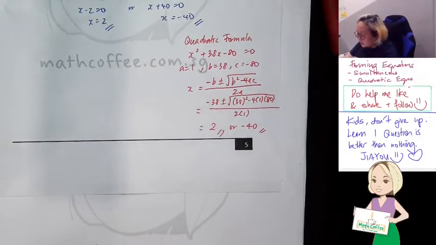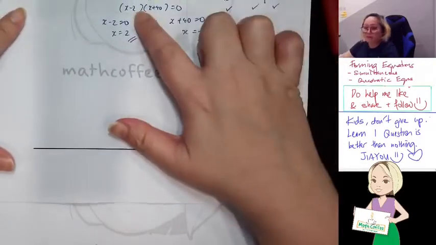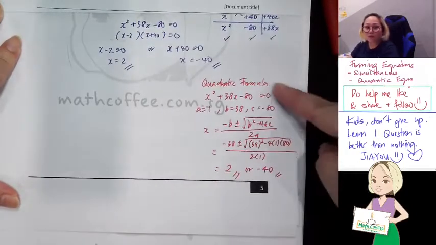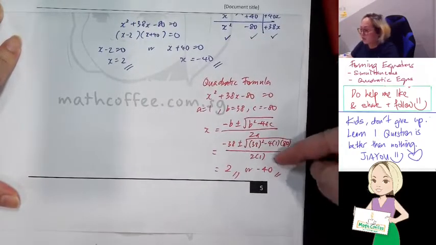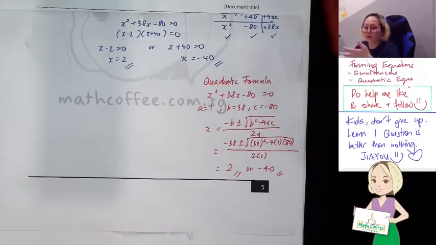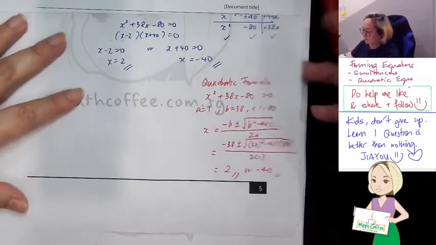At Sec 3, then learn this one, Sec 2 equation. Quadratic equation by factorization is learned in Sec 2. Quadratic equation by quadratic formula is learned in Sec 3. Okay, so you can choose either one when you already know quadratic formula.